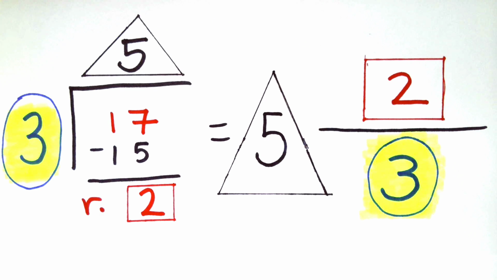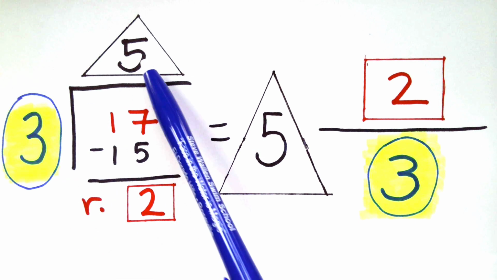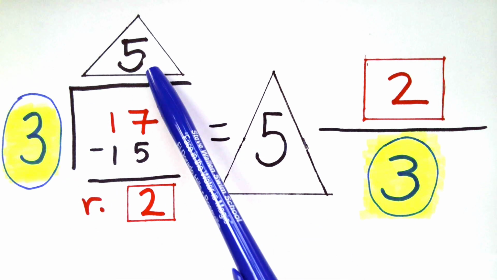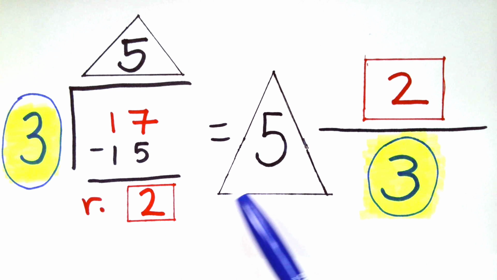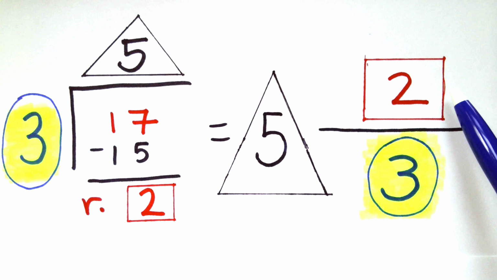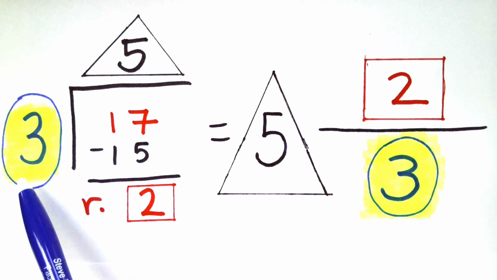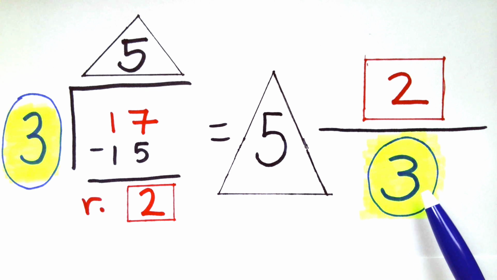Okay, so now you can see the formula I came up with, but now we're using symbols. The number above the divisor bar will be our whole number, right? So that triangle is going to be our whole number. You see the triangle here. The remainder, written in this rectangle, 2, will be our new numerator, or top number of our fraction. And again, the denominator of 3 stays the denominator 3.